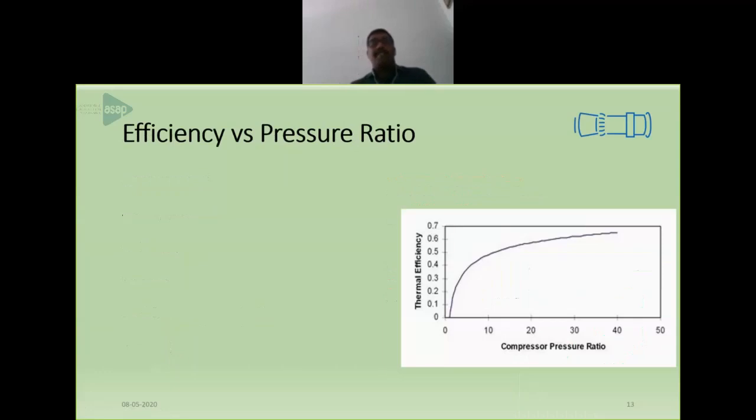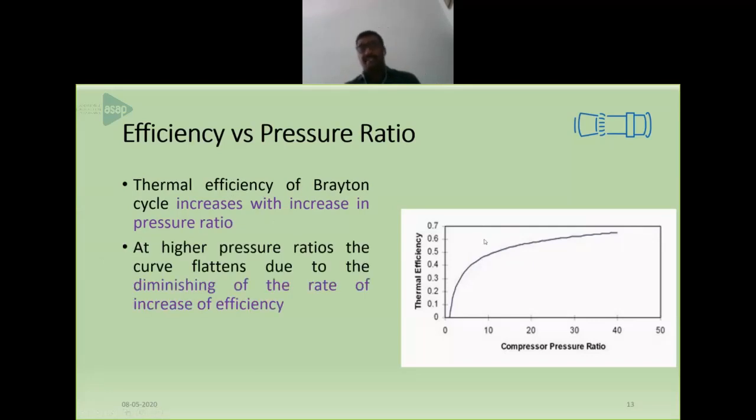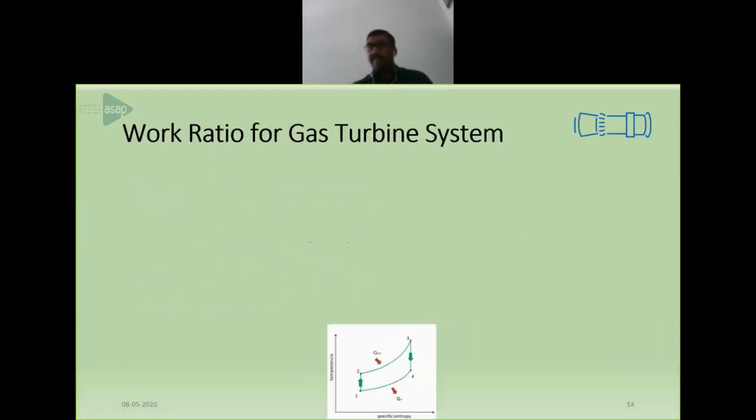This is the efficiency versus pressure ratio, because we have seen that the thermal efficiency of the Brayton cycle is a function of pressure ratio. It is clear that thermal efficiency increases with an increase in pressure ratio. And you can see that at higher pressure ratios, there is not much difference in thermal efficiency, or the curve is getting flattened as the pressure ratio increases.